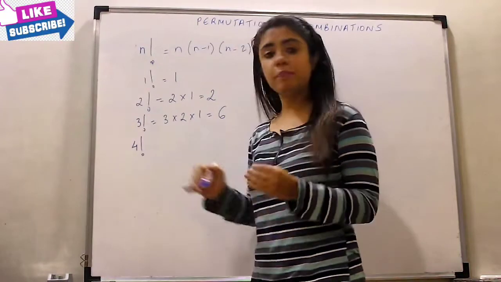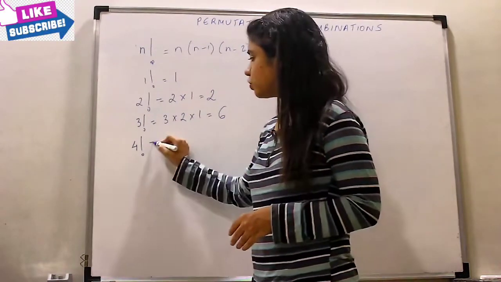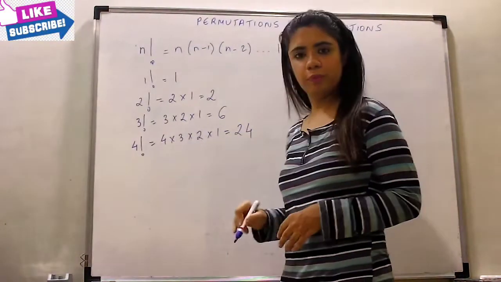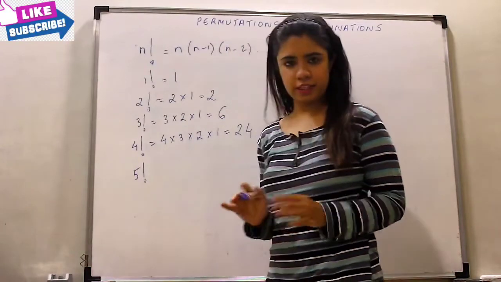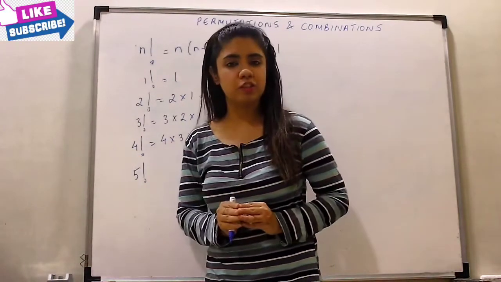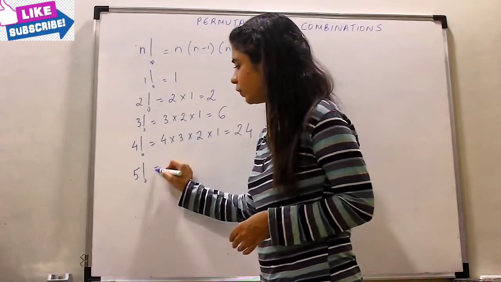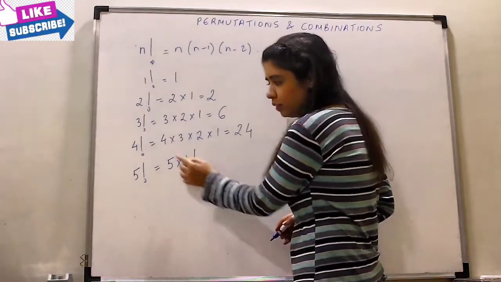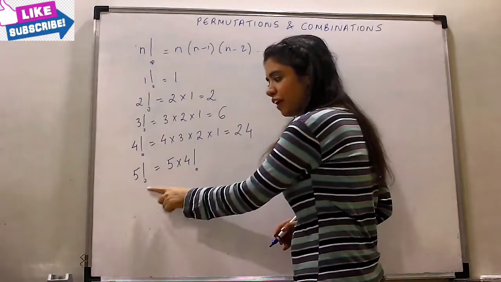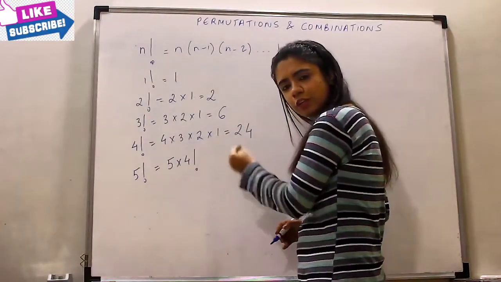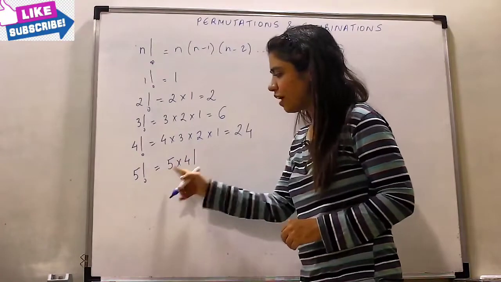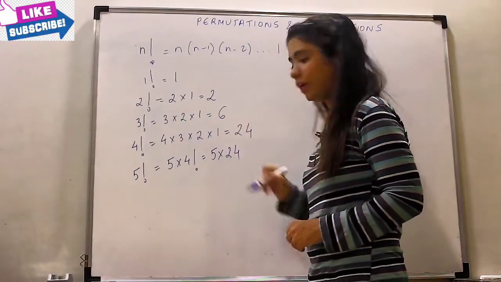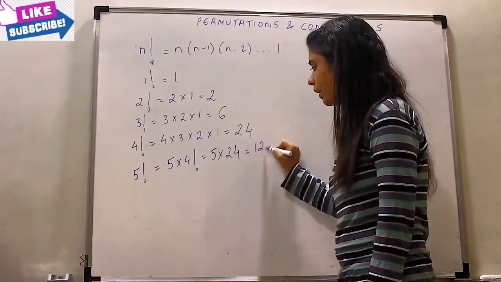4 factorial is the product of the first four natural numbers. So that is 4 into 3 into 2 into 1, which becomes 24. So if I ask you what is 5 factorial? 5 factorial is the product of the first 5 natural numbers. But can I also say 5 factorial is 5 into 4 factorial? Why? Because 4 factorial is 4 into 3 into 2 into 1, and 5 factorial is 5 into 4 into 3 into 2 into 1. So I can write this as 5 into 4 factorial, which is 5 into 24, so my value becomes 120.